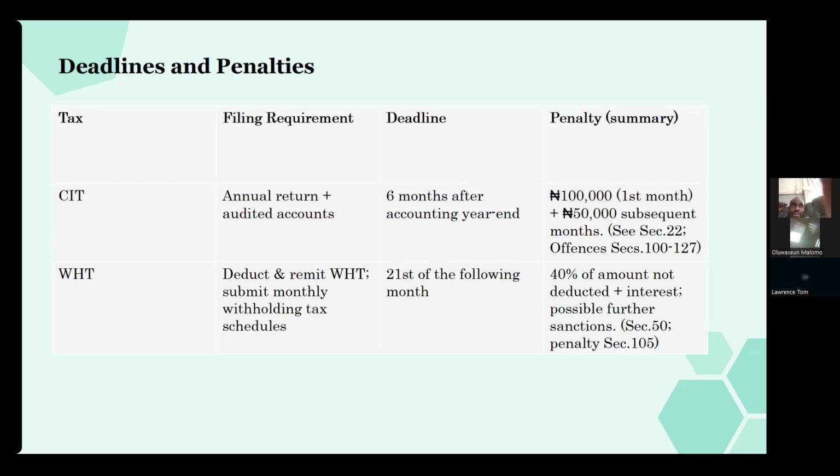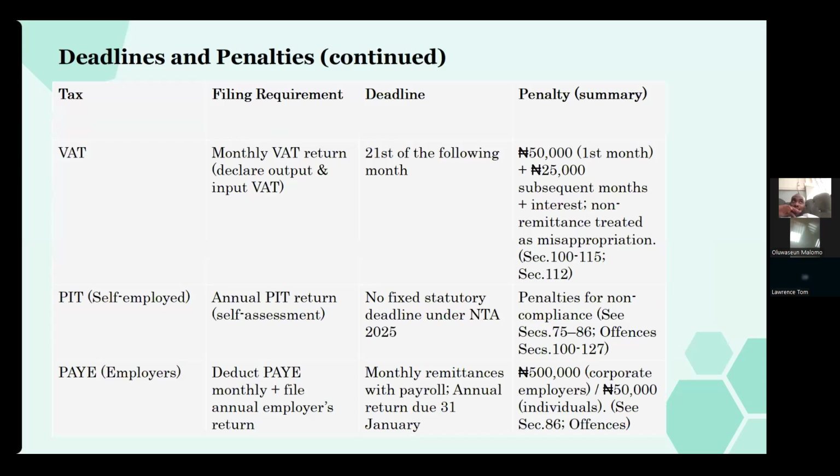Another one is the withholding tax. Like I said, if you don't deduct, that's 40% of the amount not deducted. And if you deduct and you refuse to pay, there will be interest. You would be paying the amount you should have paid and also interest on it. All of that is covered in some sections in the Finance and the Nigerian Tax Act.